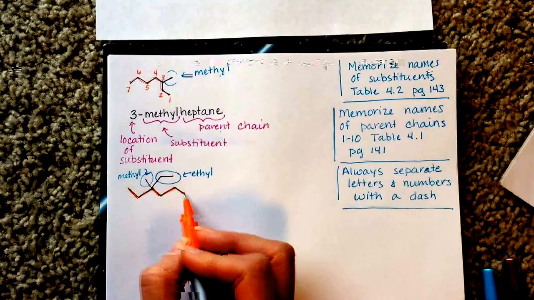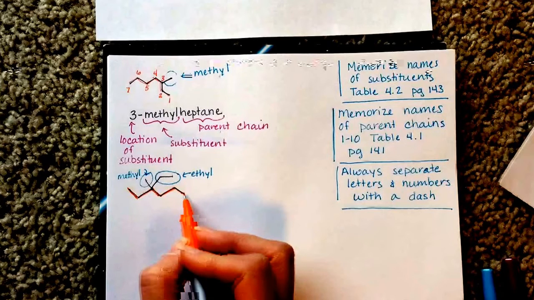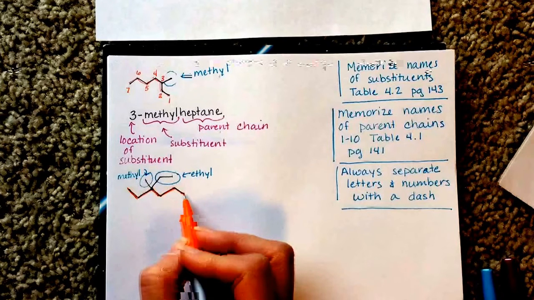Okay, so first job, find the longest carbon chain. 1, 2, 3, 4, 5, 6, 7. Looks like we have a 7-carbon chain tie. Remember, if there's a tie, we want to pick the chain with the most substituents. If we choose this, we have 1, 2, 3, 4 substituents. If we choose this, we have 1, 2, 3 substituents. So we're going to go with this as our parent chain. The more substituents you have, the easier it is to name. That may seem counterintuitive, but trust me, it's easier.